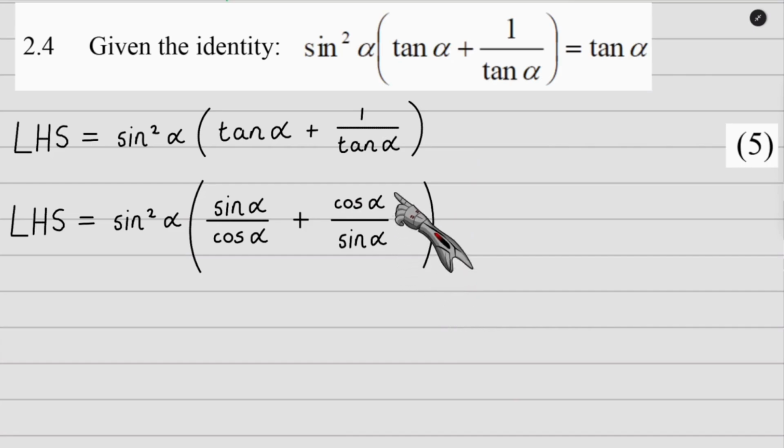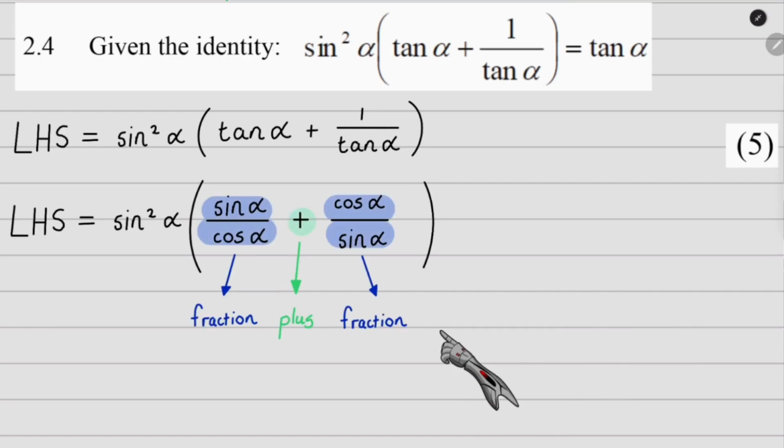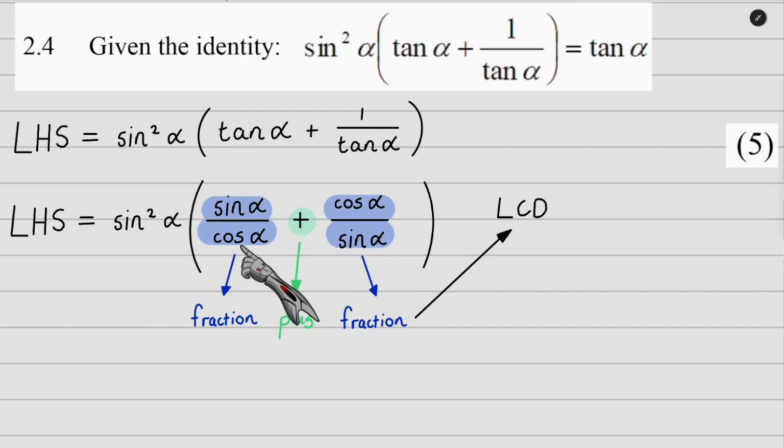And now we're going to analyze what's inside the brackets. And I'm seeing a fraction plus a fraction. And when I see a fraction plus a fraction, that really triggers my brain to get an LCD. Now the LCD has to encompass both of the bottoms' factors. So if they don't have anything in common like we have here, you just multiply them together. So the LCD in our case will be sine alpha cos alpha.